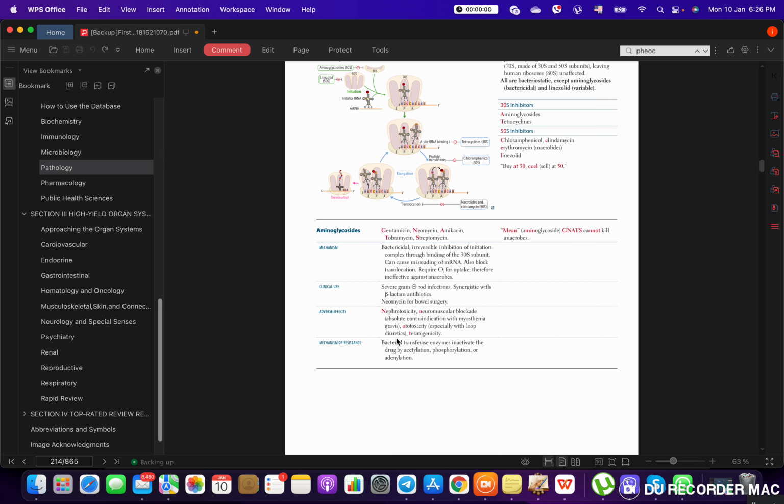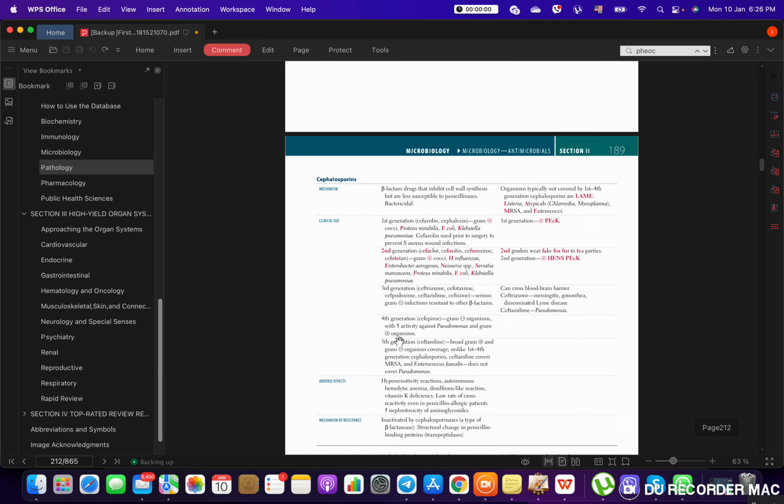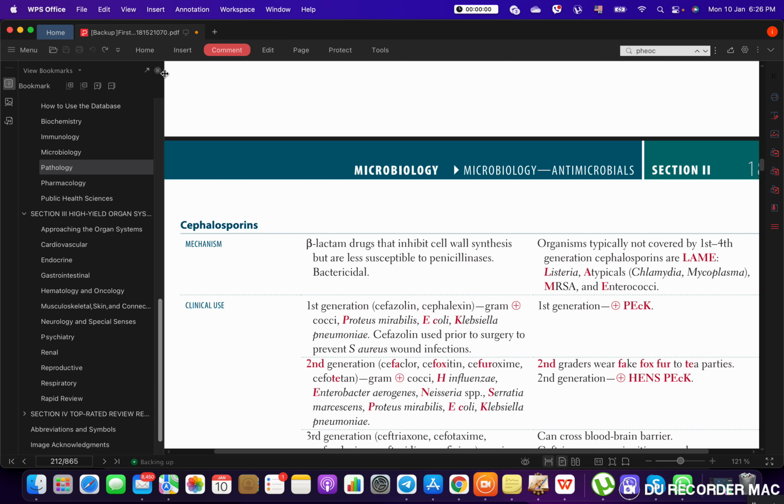We spoke about replication already. Replication was taking DNA, making more DNA out of it. And today, hopefully, we'll speak a little bit about the transcription, which is taking DNA and making RNA out of it. And then translation, which is taking the RNA and making a protein out of it. So let's start first of all with our discussion about cephalosporin.